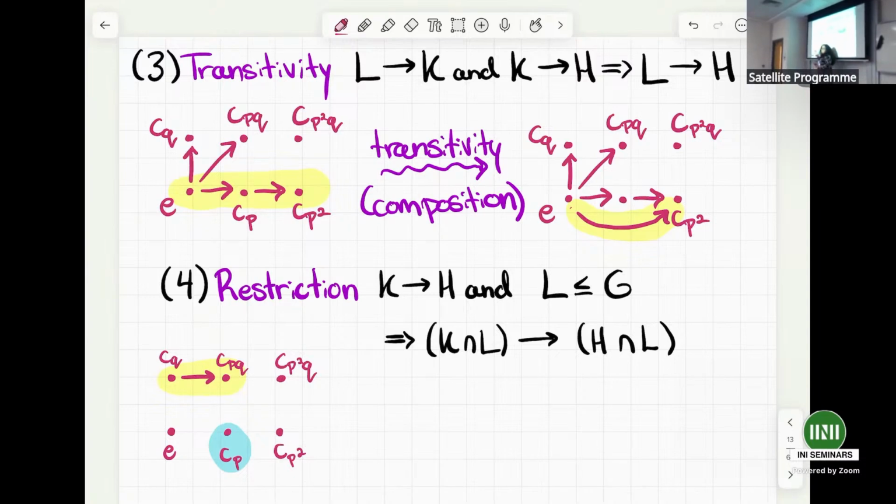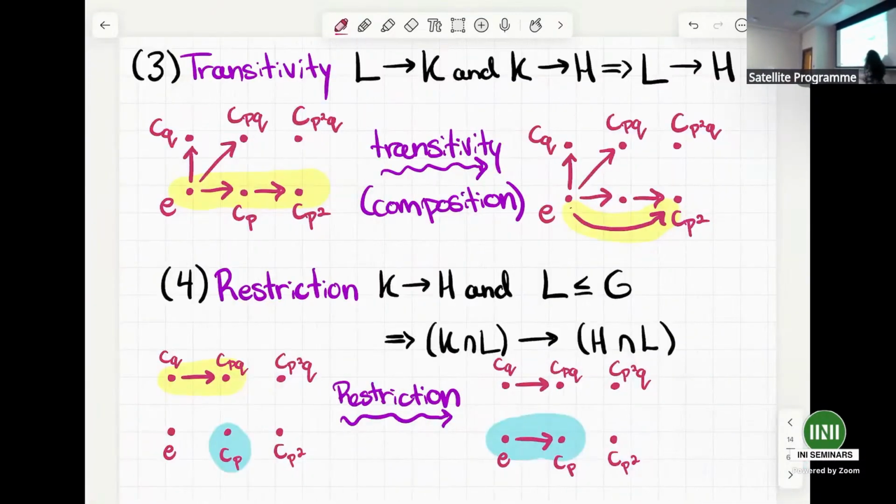Also, I'm never going to draw those, the ones that just go from themselves to themselves. But I do get something interesting if I restrict by CP. If I restrict CPQ by CP, I get CP. And if I restrict CQ by CP, they have nothing in common, so I just go to E, the identity in common. So now this is a transfer system, okay?